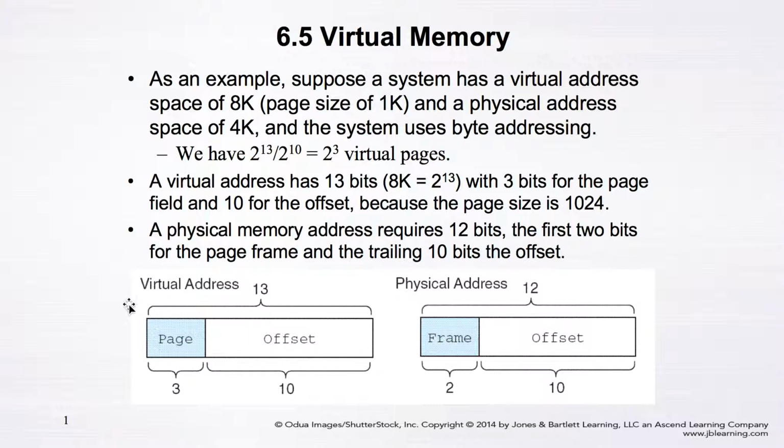Okay, so here's a graphical representation of the virtual memory address. We can see that it requires 13 bits for the virtual address, 3 bits for the page, and 10 bits for the offset. On the other hand, the physical address has 12 bits, 2 for the page frame, and 10 bits for the offset.